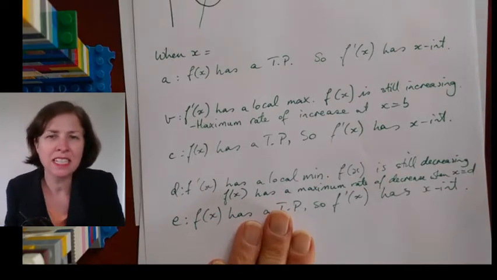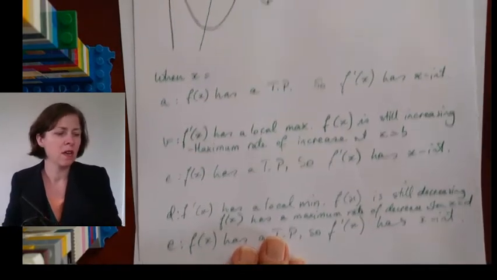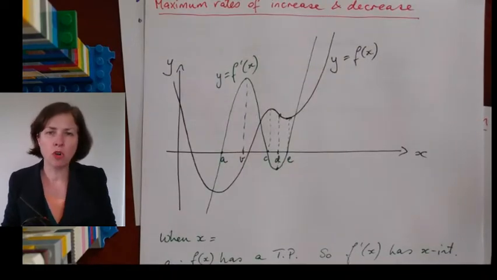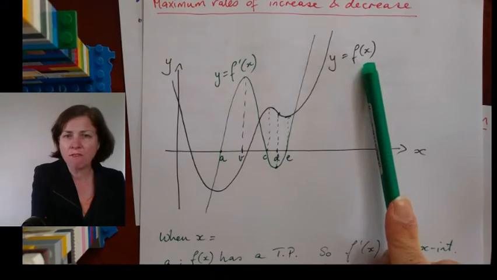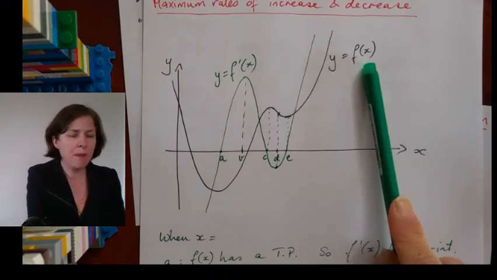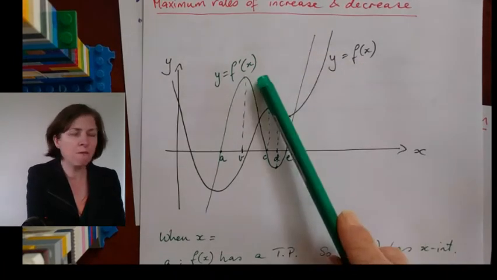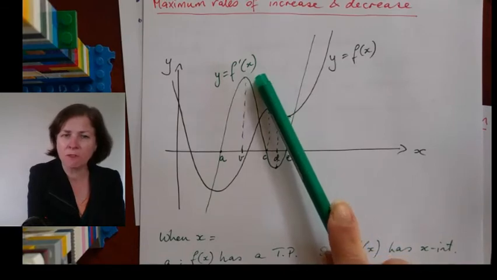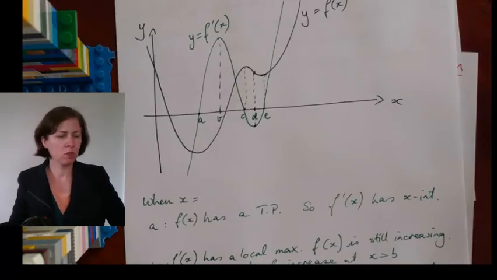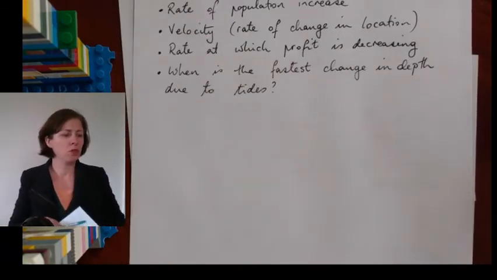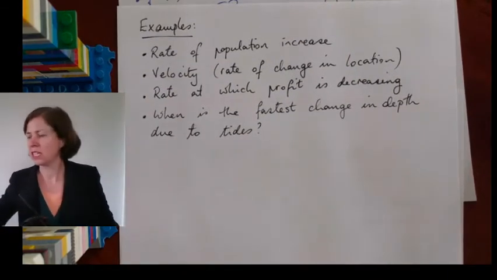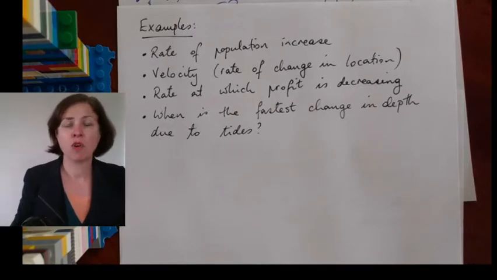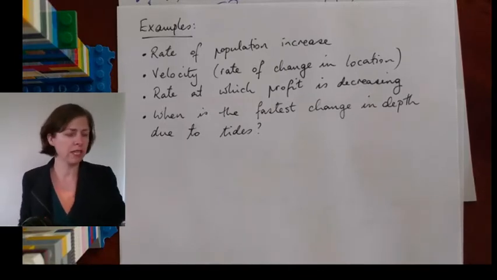Okay, so this is a little bit hard to wrap your head around, simply because we're no longer talking about maximum and minimum values of f of x. We're talking about maximum and minimum values of f dash of x and what the significance of that is. So I just want to talk about a few real life examples where we might be interested in maximum and minimum rates of increase or decrease.